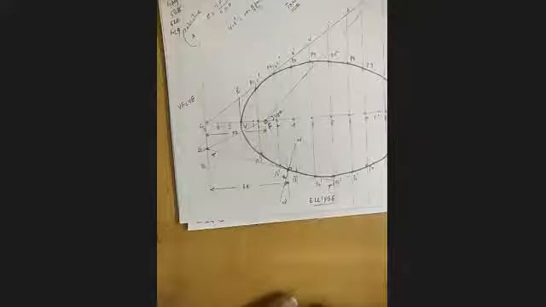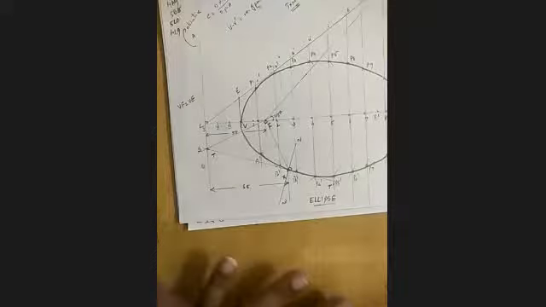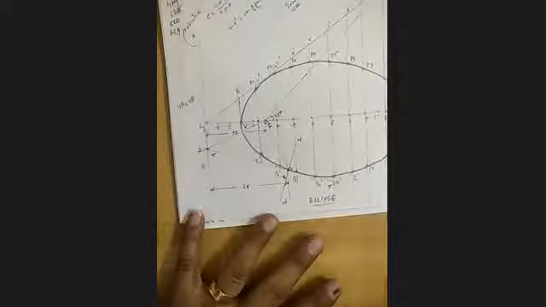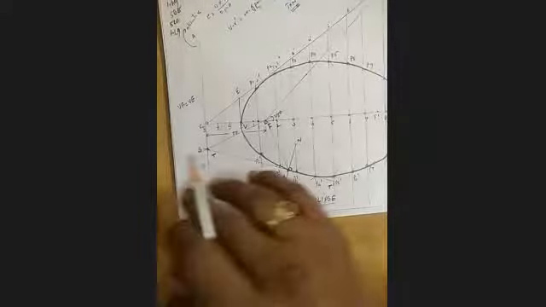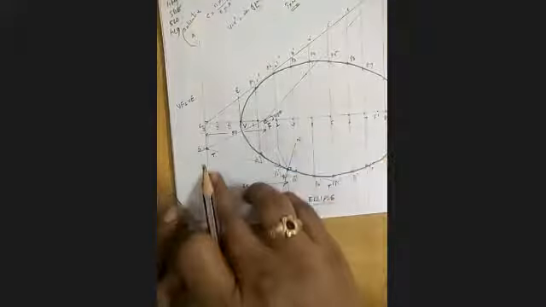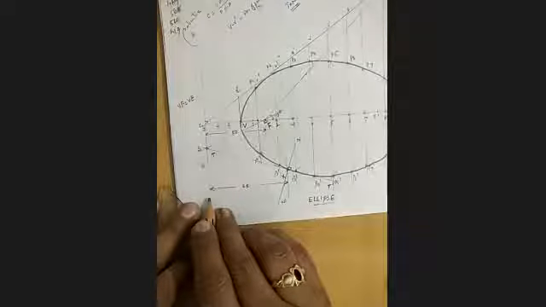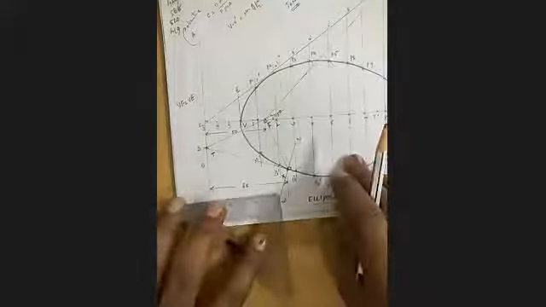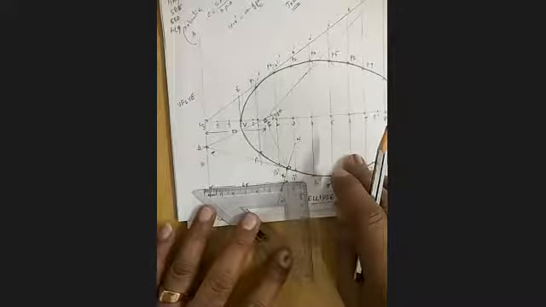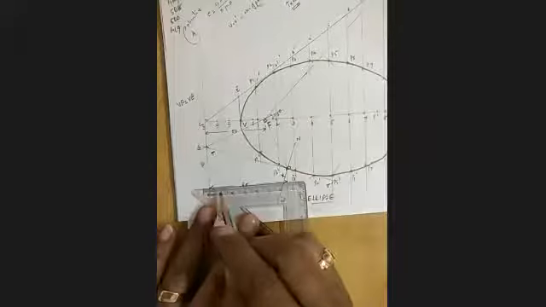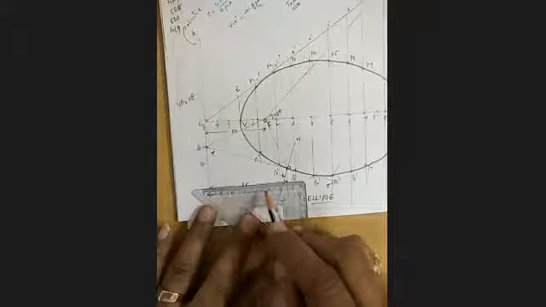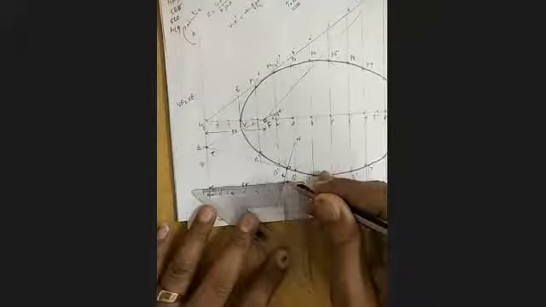Any doubts? Sir, how will we take 65? In the question they will give. This is the directrix line. Measure 65 mm from this directrix. From this line, 10, 20, 30, 40, 50, 60, 65, did you get it?